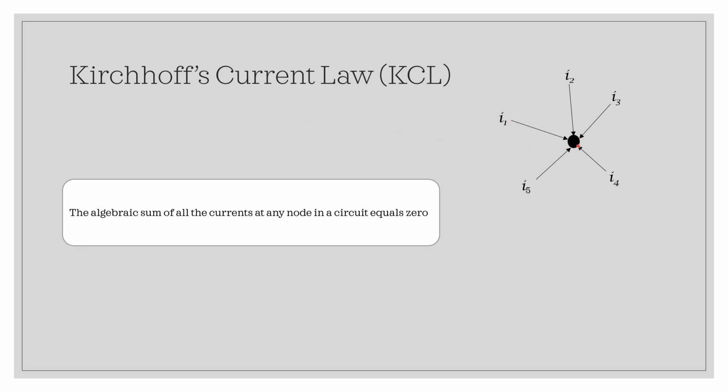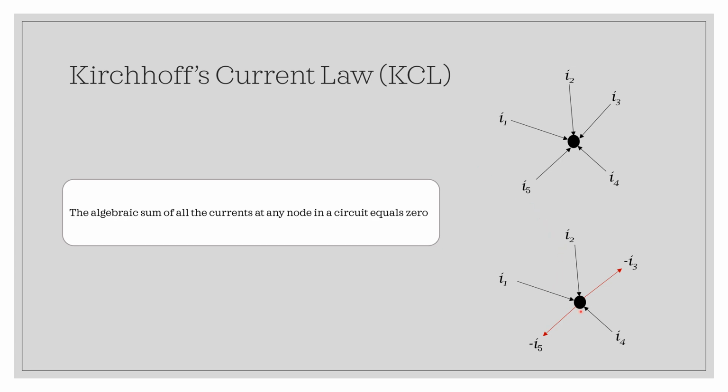So here we have a node, and we have 5 currents entering that node. I1 is entering the node, I2 is entering the node, I3 is entering the node, I4 is entering the node, and I5 is entering this node. So if we were to add all of these up according to Kirchhoff's current law, the sum would be 0.